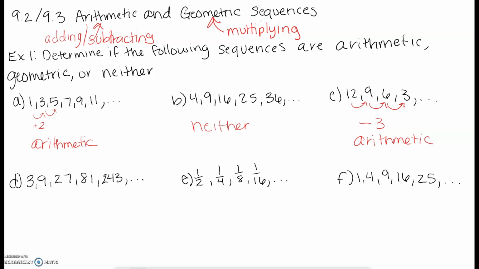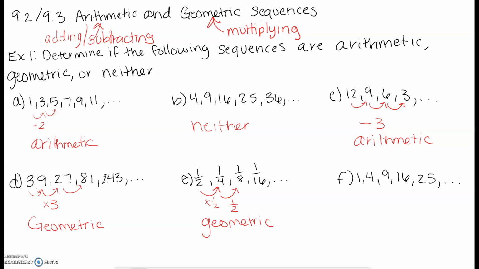And then this one here, let's see, 3 plus 6, nope, nope, okay. So then multiplying, yeah. So if I multiply each one by 3, this one is times 3, so it is geometric. This one here, adding, no, because they're all a 1 on top, so that wouldn't be adding. Let's see, yeah, timesing by 1/2 each time. So this is geometric as well.